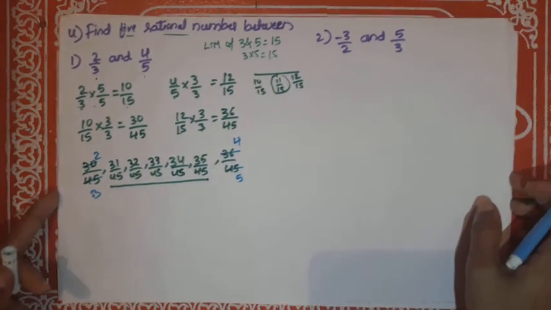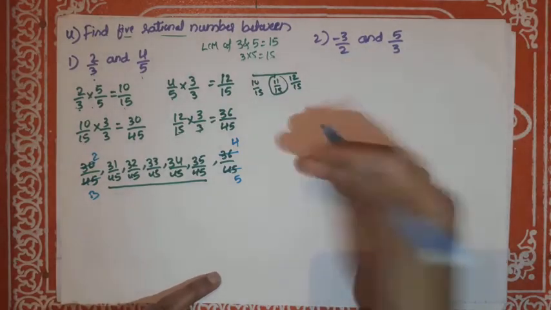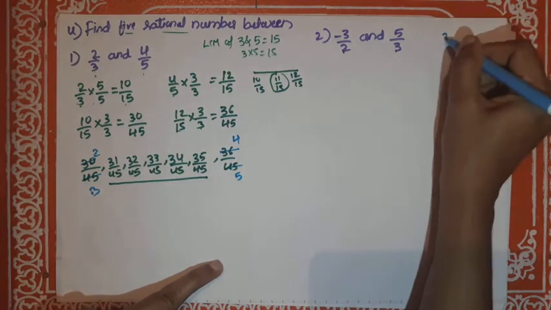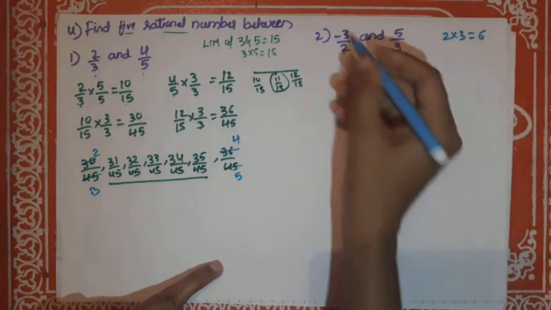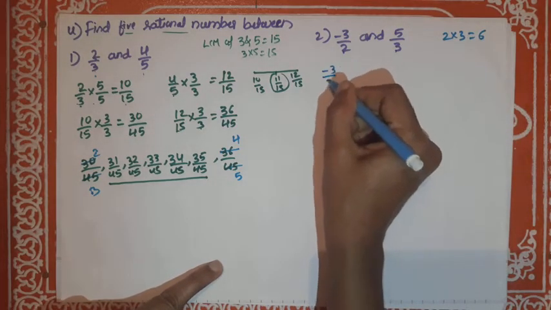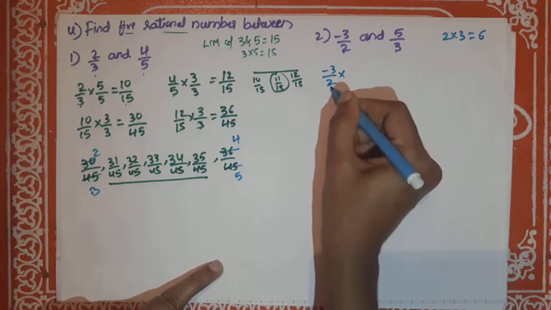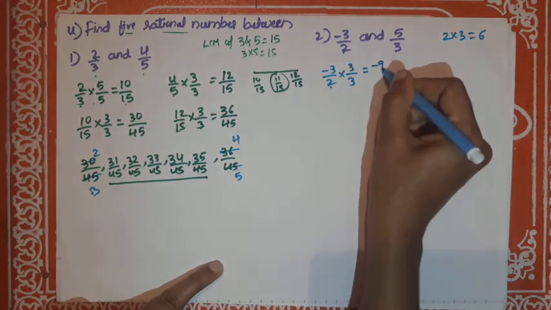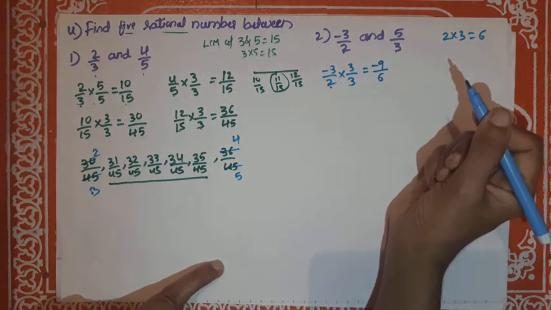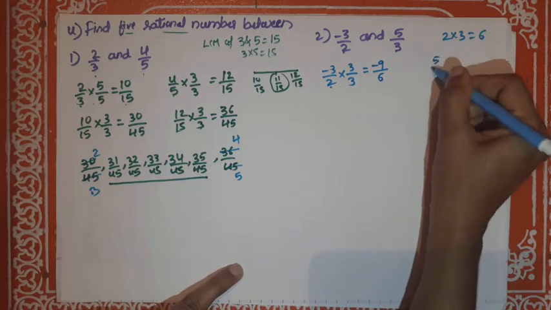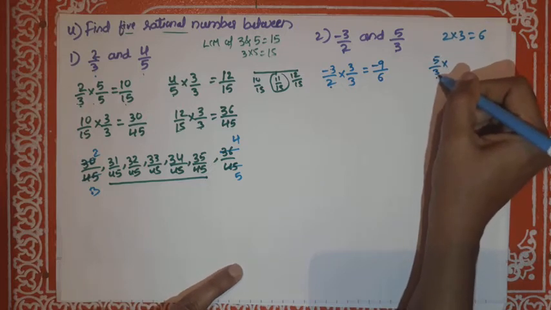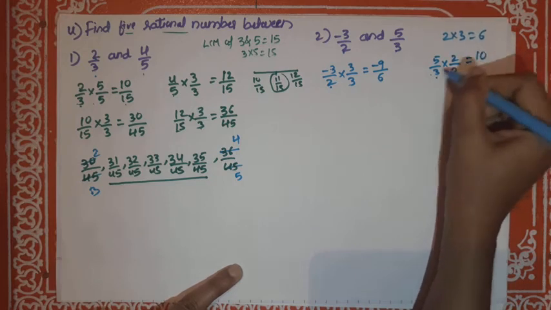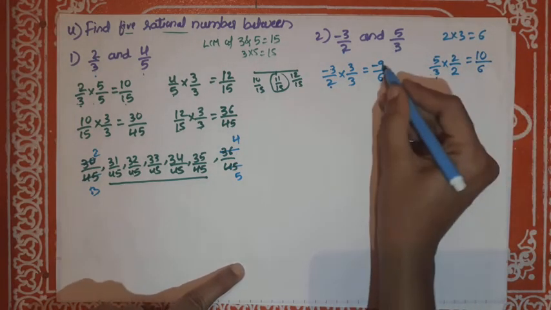Next, the second question. Here also we need to convert these so the denominators are the same. With 2 and 3, the LCM is 6. I multiply minus 3 by 2 by, we need to make the denominator 6, so multiply by 3: 3 times 3 is minus 9, 2 times 3 is 6. Now 5 by 3: for 3 to become 6, multiply by 2. So 5 times 2 is 10, 3 times 2 is 6. So here we have minus 9 and 10.